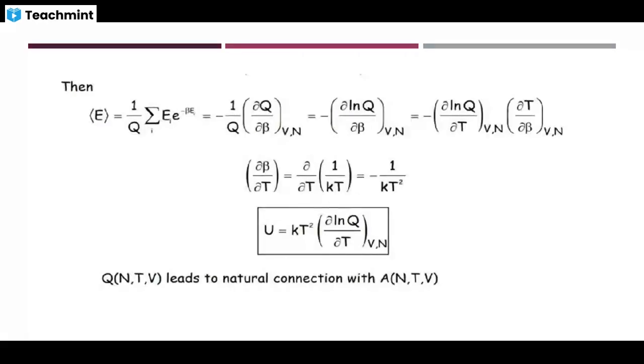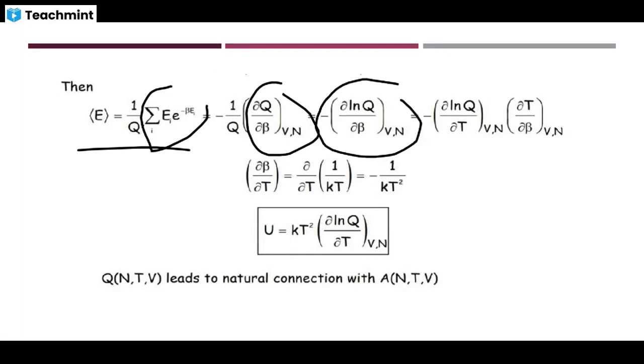Then substitute the answer. This is nothing but dou ln Q by dou beta. This is for simplification, simple mathematics. Take 1 by Q; dou ln Q by dou beta is nothing but 1 by Q into dou Q by dou beta, so these are the same. And dou ln Q divided by dou T, these are also the same. Just for simplification, by simplifying you get the answer for internal energy.